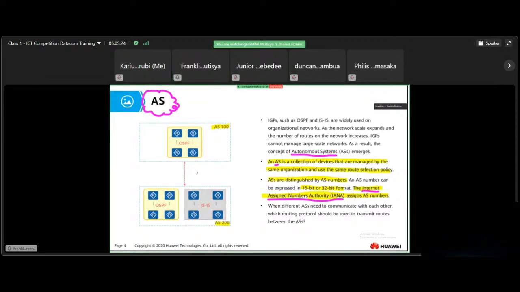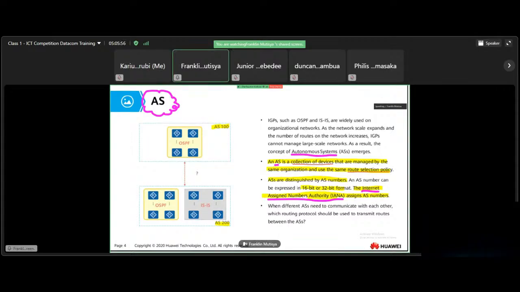Now we're going to look at some concepts here. The first concept we're going to deal with is an autonomous system, AS. An autonomous system is a collection of devices that are managed by the same organization, and this collection of devices uses the same routing selection policy. So they're managed by the same organization and they use the same routing or networking policy.